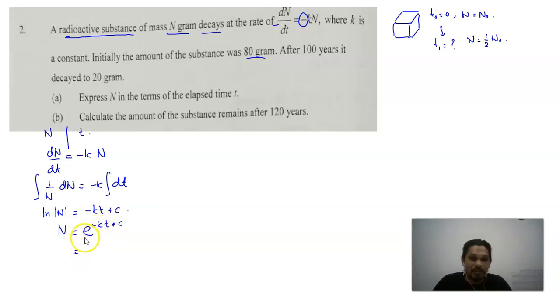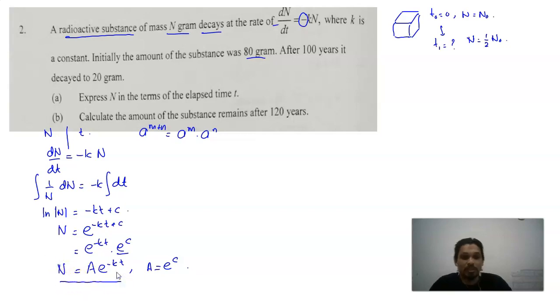Okay, so using the rules of index, where a to the power of m plus n equals a to the power of m times a to the power of n, now this is e to the power of negative kt multiplied by e to the power of c. So we simplify this constant as A: N equals A e to the power of negative kt, where A equals e to the power of c. This is the equation for this question.